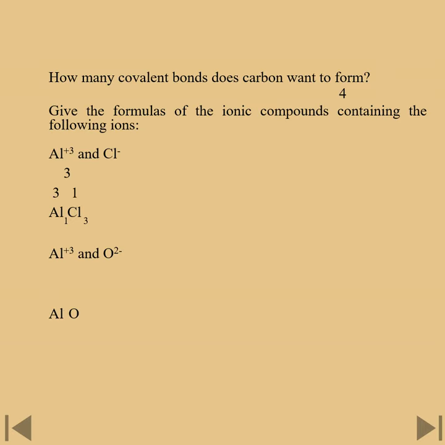When we have aluminum and oxygen, aluminum still has a bonding number of 3. Oxygen we can see has a bonding number of 2. This time the least common multiple is 6, telling us positive 6 is balancing negative 6. So we need 2 aluminums for positive 6 and 3 oxides for negative 6.